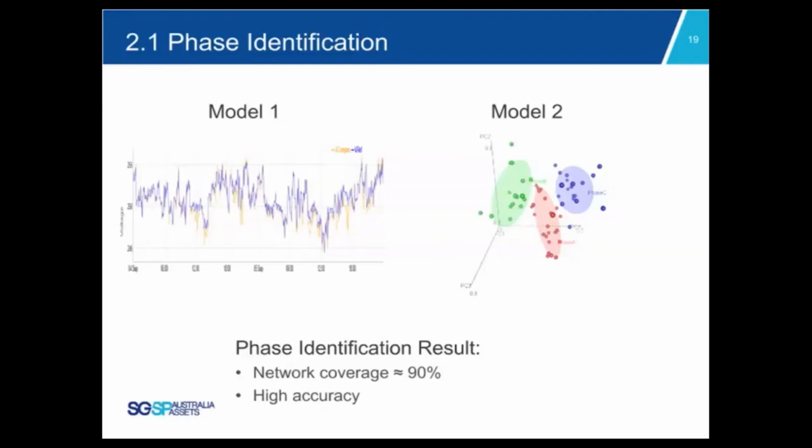The models are able to identify the phase information for 90% of snapshot smart meter data. The accuracy is verified by phase outage data and also by our super user, the power quality engineer. They never complain about any accuracy issue.